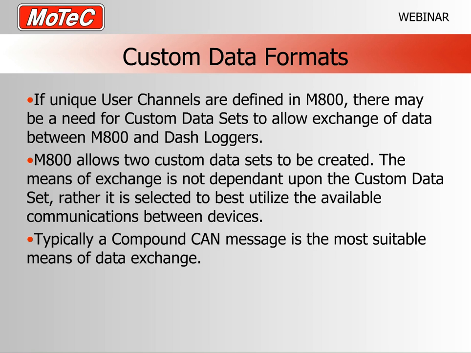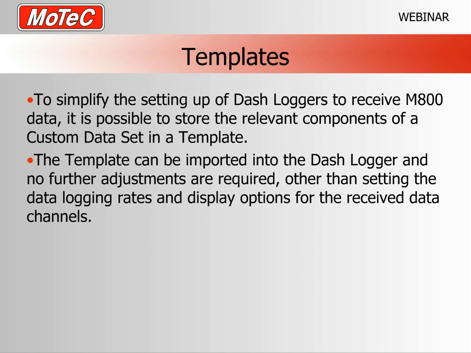Now we normally use compound CAN messages to move data around in custom data formats. We're not going to go into a great deal of detail about the difference between the different types of CAN messages. We do have a fairly comprehensive webinar which is entitled What is CAN? And if you wish to have a look at that, you'll see the differences between the different CAN messaging. But we have predefined compound messaging set up in both the ADLs and the M800s to allow reasonably simple setting up of custom data.